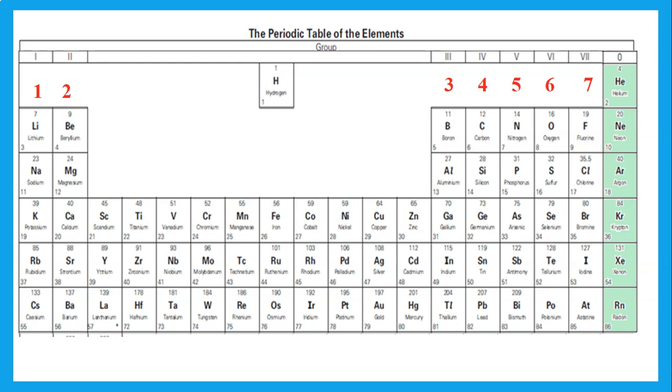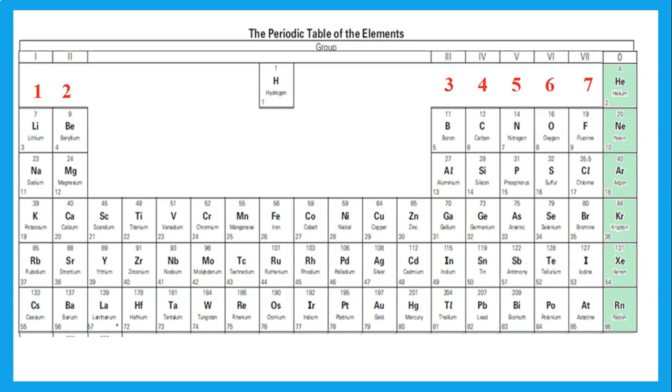So metals are in group 1 with 1 electron in their outermost shell, group 2, 2 electrons in their outermost shell, group 3, 3 electrons in their outermost shell. All of these are metals. They don't want these electrons in the outer shell. They want to lose them, because if they lose this 1 or 2 electrons in the outermost shell, then they will have a complete inner shell.